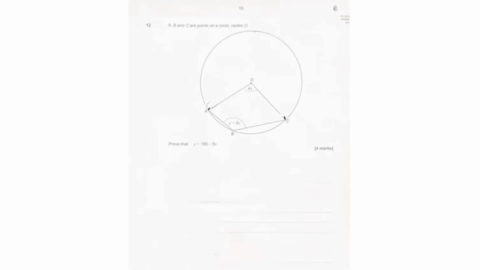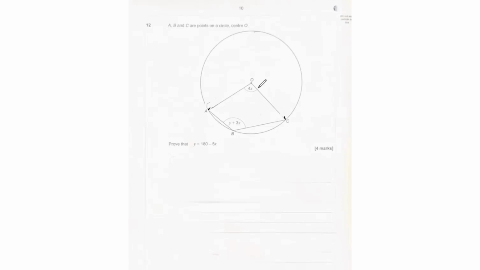Question 12 says A, B, and C are points on a circle with center O. Prove that y equals 180 minus 5x. So first thing you need to know is that this is not a cyclic quadrilateral. A cyclic quadrilateral is a quadrilateral where all of the vertices are touching the circumference. Over here, only 3 are touching the circumference, not all. This one is in the center. So we cannot say that opposite angles add up to 180. That is out of our options.